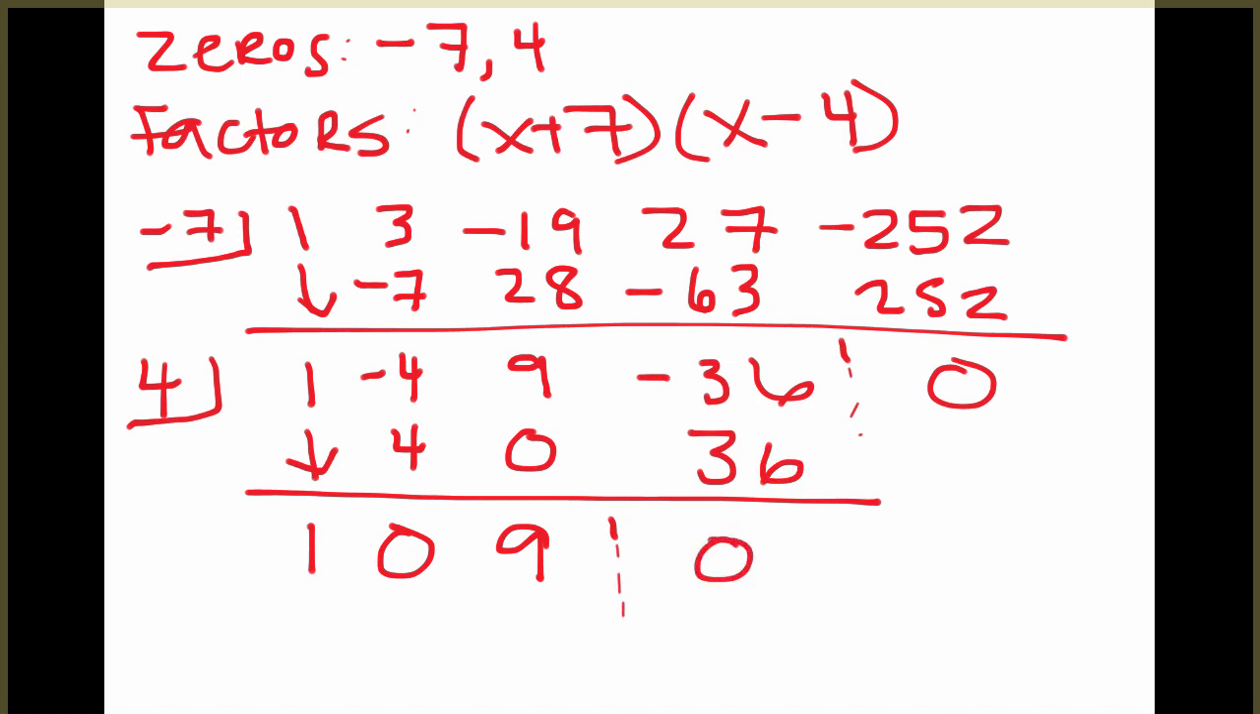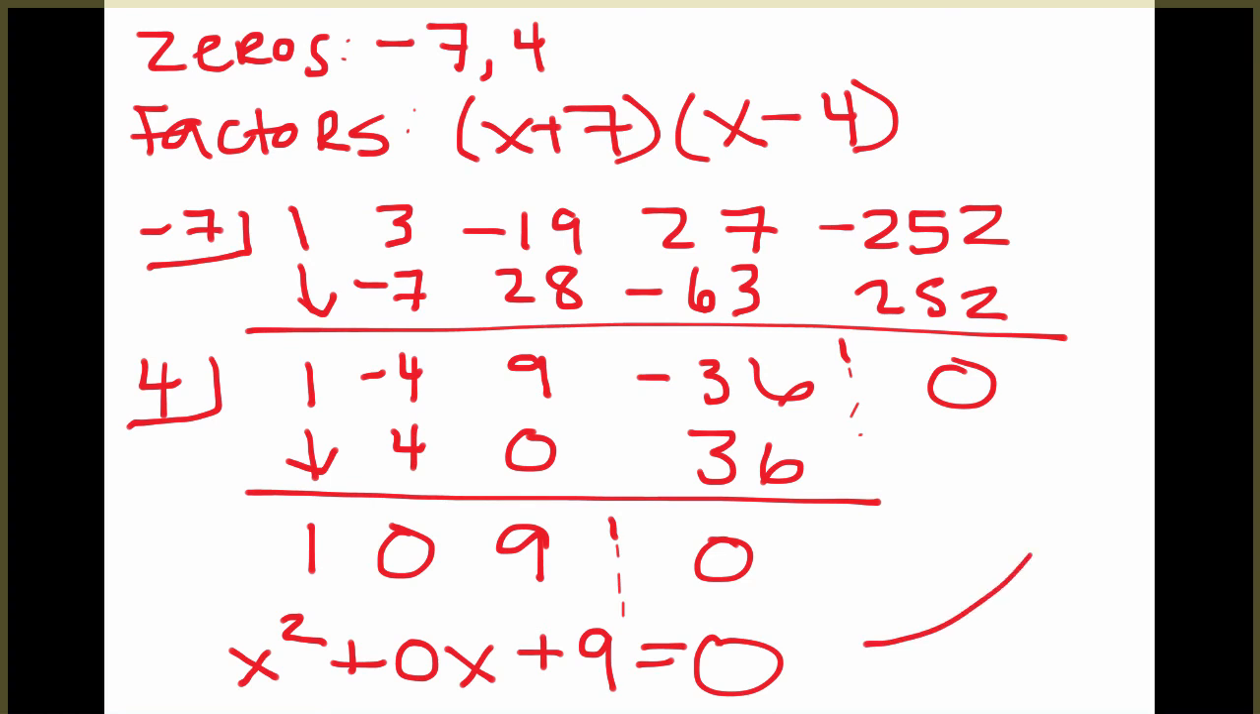So what I'm left with once I have reduced it is this expression, 1 0 9. And that is really the quadratic x squared plus 0x plus 9. And I need to find when that's equal to 0. Because if you remember back at the beginning, that's really what I'm trying to find. I'm trying to find the zeros of the function. So as we've talked about, there are multiple ways to solve this. You can use your quadratic formula. You can complete the square. I'm going to just solve it by using square roots.